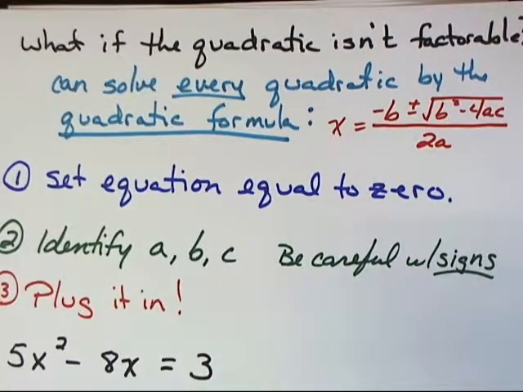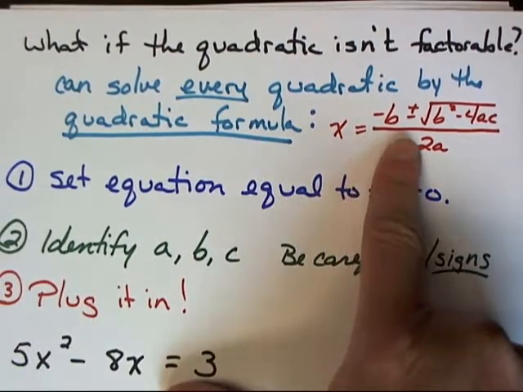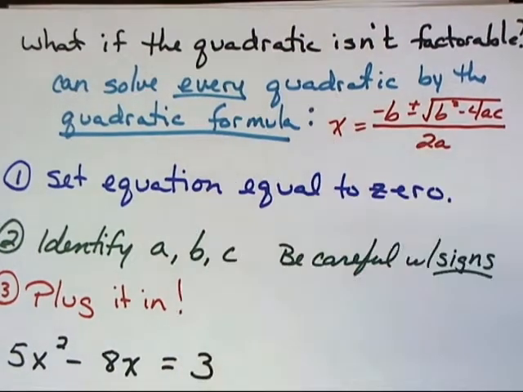We can solve every quadratic equation by using the quadratic formula. It's not the prettiest though, and that's why it's good to know if the equation is factorable, because we'd much rather solve it by factoring than using the quadratic formula. But if your quadratic is not factorable, we can always solve it by using the quadratic formula. The quadratic formula is x is equal to the opposite of b plus or minus the square root of b squared minus 4ac all over 2a.